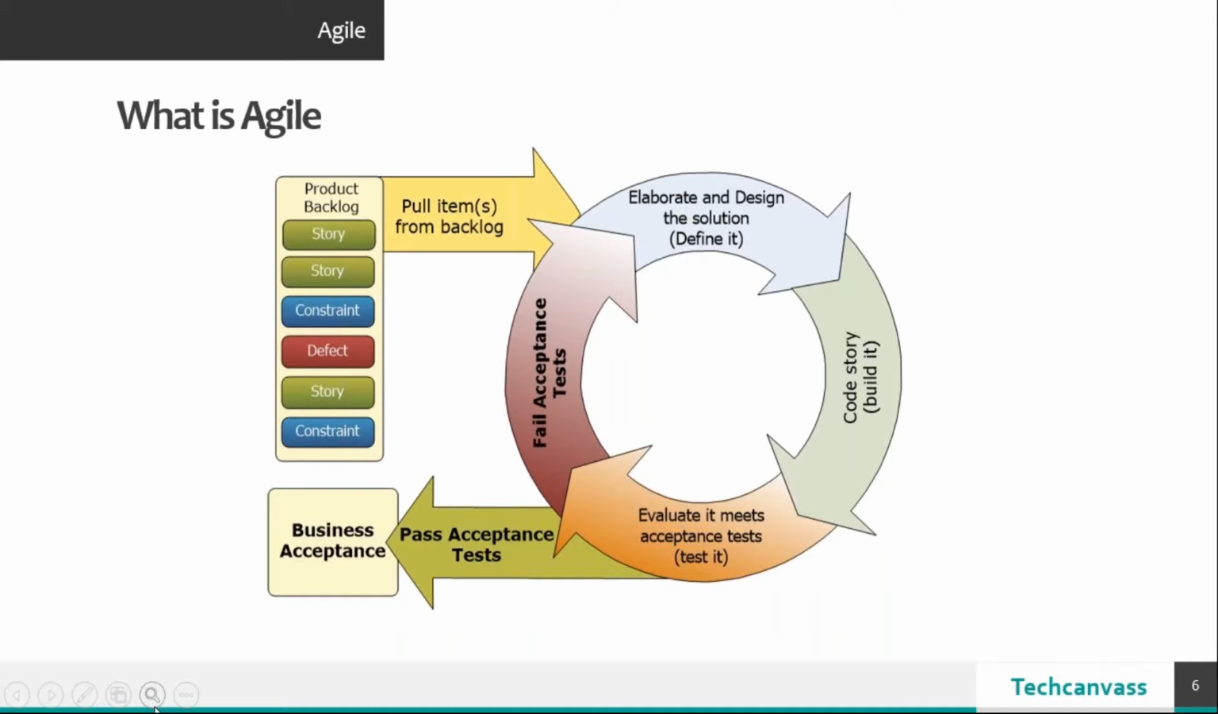And if it is accepted, it goes for the release, or the story is marked for release. And if it is not, then it again goes back to the same cycle. It goes back to the elaboration phase, and again comes up to the story building phase. So it's probably a vicious circle that keeps continuing. So that's what agile is.